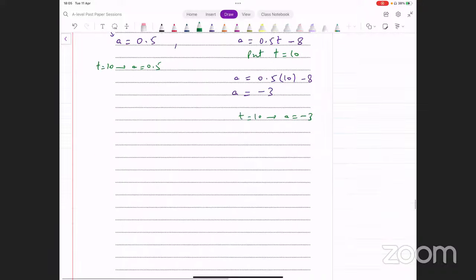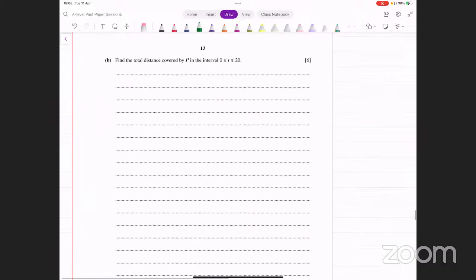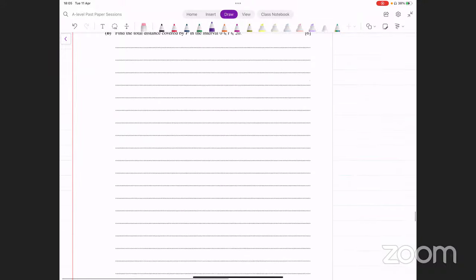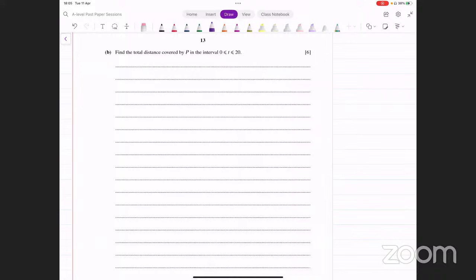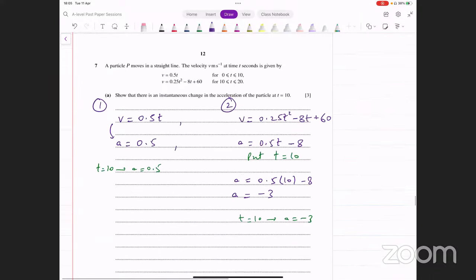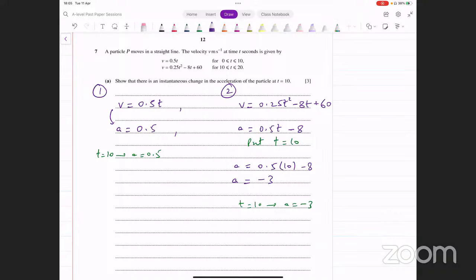Let's move on. Part B of this. It says find the total distance covered by P in the interval 0 to 20. 0 to 20 में आपने total distance covered निकालना है इस particle के लिए. Now, how do we figure this out? Displacement की equations निकालेंगे और उनमें limits input कर देंगे 0 से 10 और 10 से 20. But you have to be a bit careful in problems like these. Remember, आपको देखना होता है particle की direction तो नहीं change हो रही कहीं पे. That's an important thing to consider.